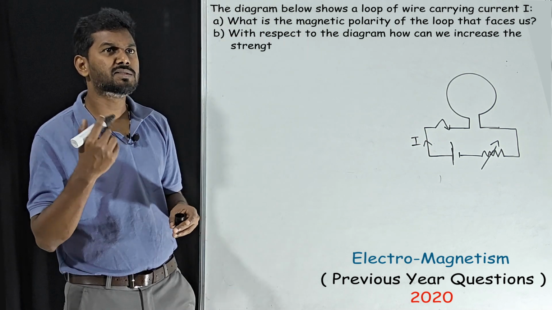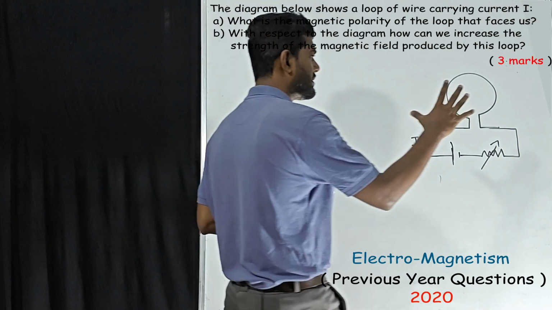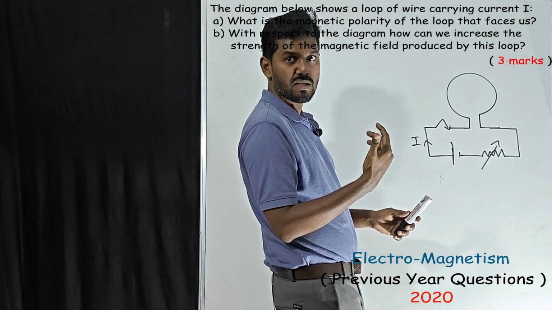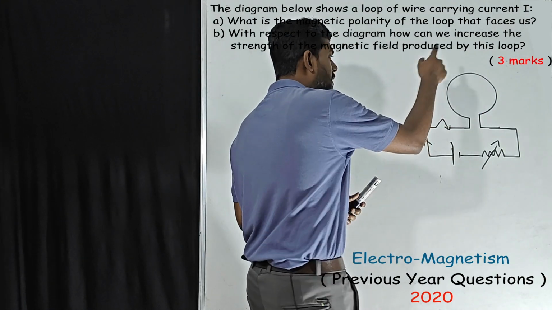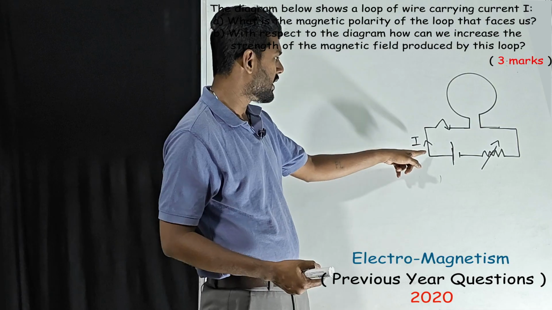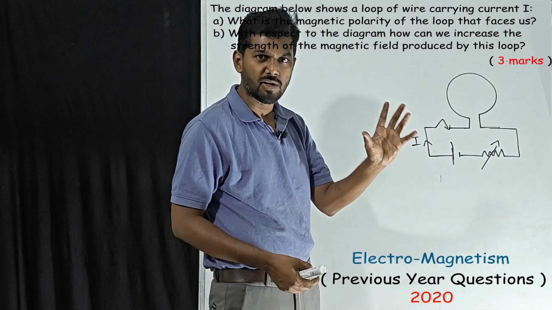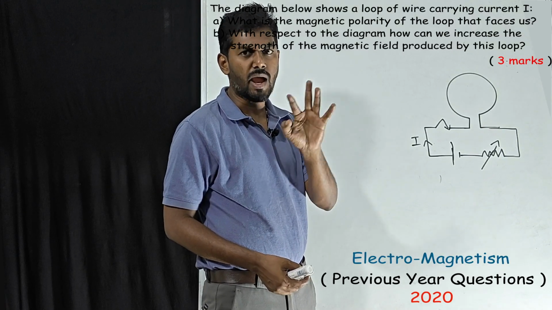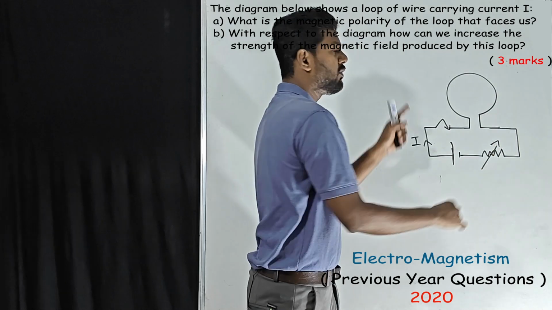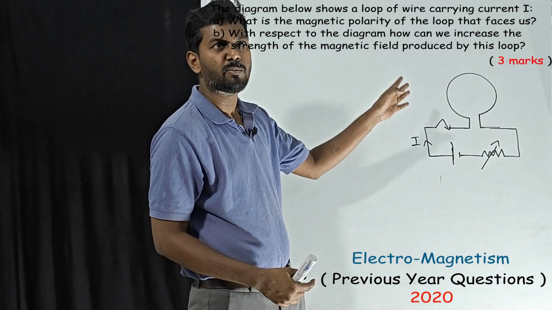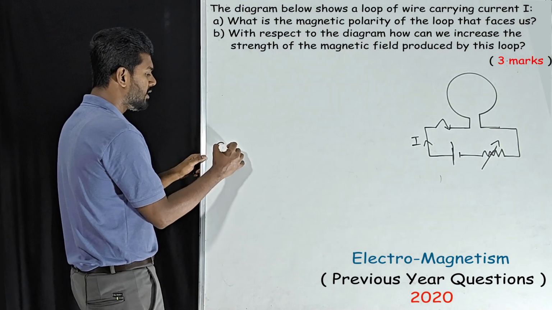What is the magnetic polarity of the loop that faces us? That means whenever we are standing in front of it, what is the polarity of the magnet? We know that whenever a current is passed through a wire, a magnetic field is produced, and it has a north pole and a south pole. That polarity they are asking. Very simple, the answer is south. I'll tell you why.